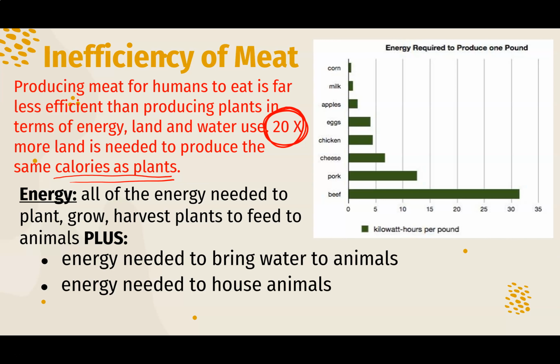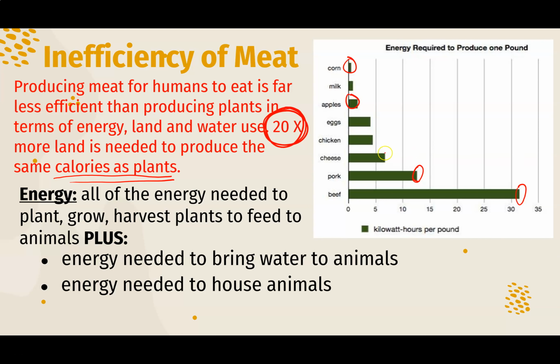So this I thought was, again, an interesting graph. Things like plants, corn, apples, things like that, do not take too much energy per pound in order to produce. But to produce beef takes over 30 kilowatt hours per pound. Now, again, you don't know what a kilowatt hour is, but you'll learn, it's a unit of energy. Pork, pigs grow a little quicker. They're a little bit smaller, a little bit less energy per pound.